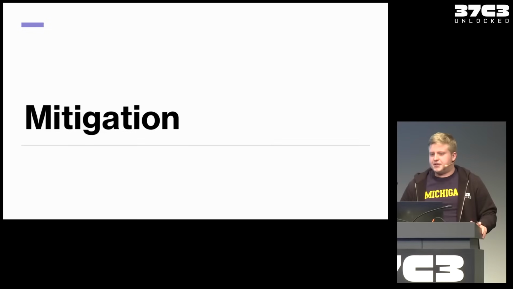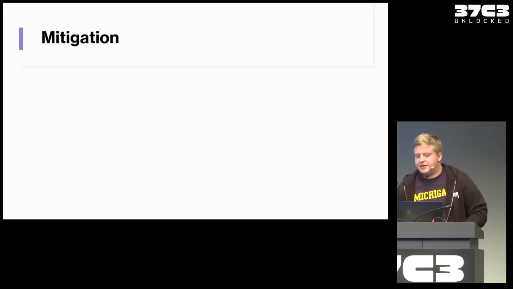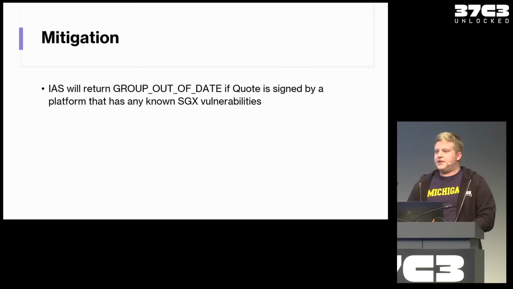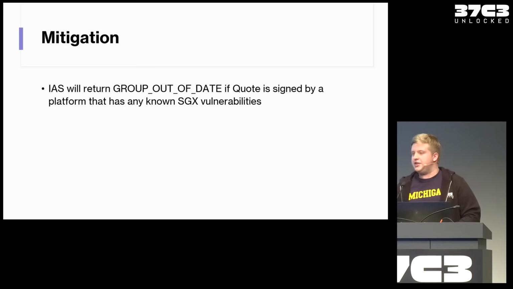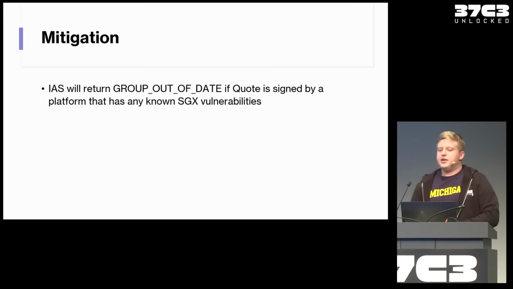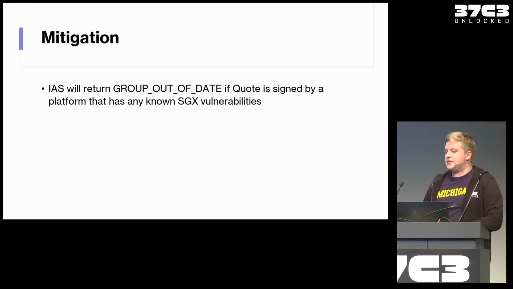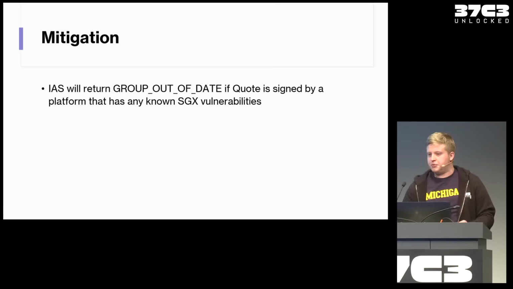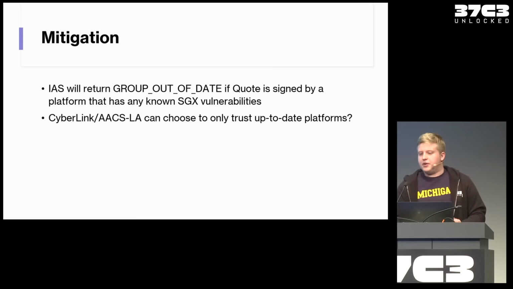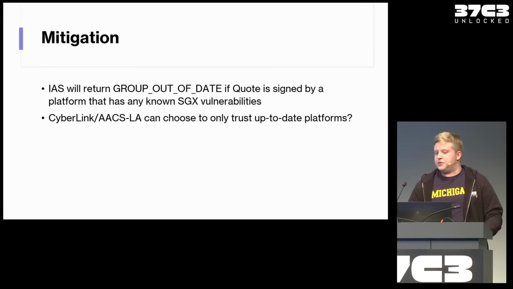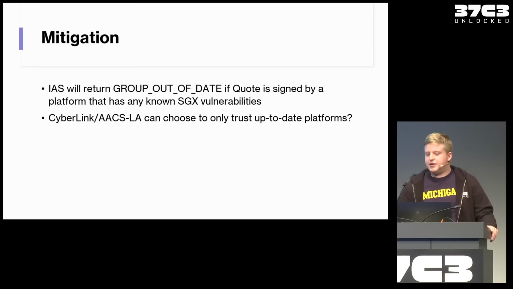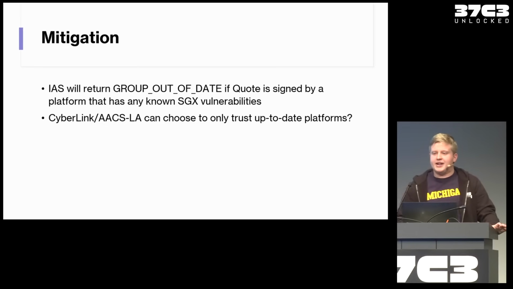So real quick, let's talk about some possible mitigation strategies. You may remember that the Cyberlink server does not verify if the platform requesting attestation is actually fully up to date, because even though IS will try to help them out and say, hey, you're out of date if there's known vulnerabilities in that CPU, well, could they just choose to only trust up-to-date platforms? Well, maybe, but it's not that simple.